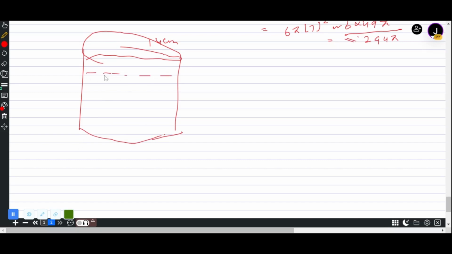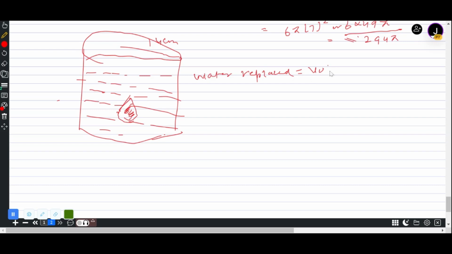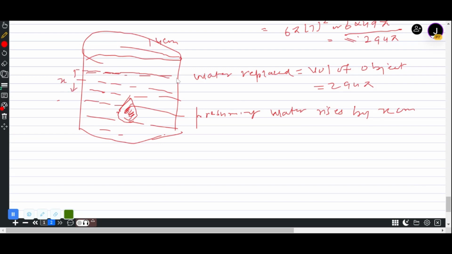Pi r square h, which is pi into 14 whole square into h, is equal to 294 pi. Now when you equalize it, you will find that pi gets cancelled out with pi. Here I have taken h as x. So h, or x, the height of the water that has risen, is going to be 294 divided by 14 into 14. 294 divided by 14 is 21, and 21 by 14 is 3 by 2, which is equal to 1.5. So the height of the water that has risen is 1.5 centimeters. Correct?